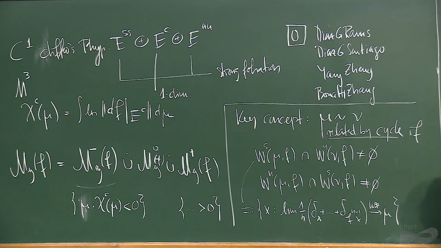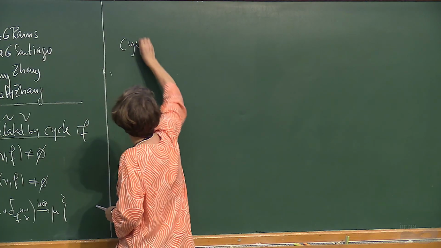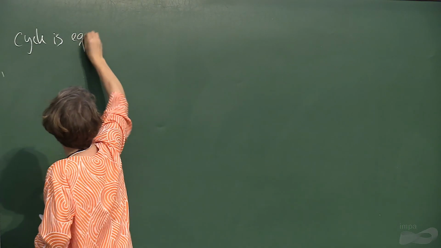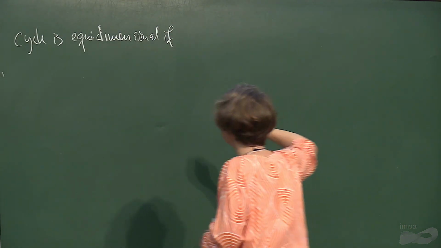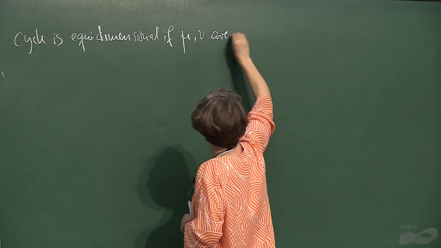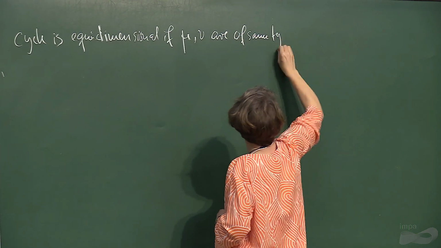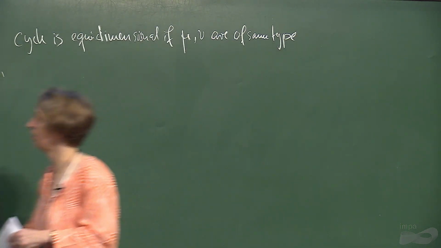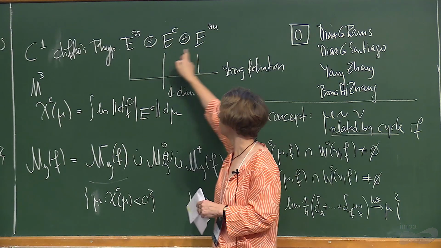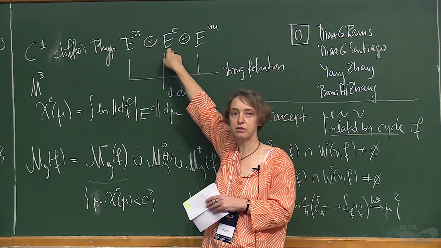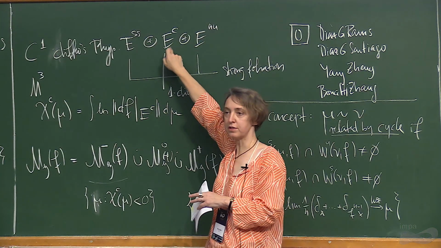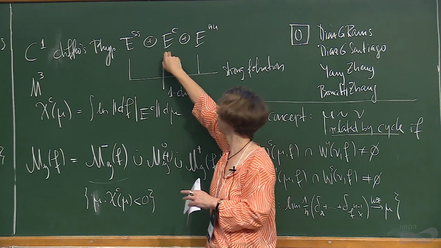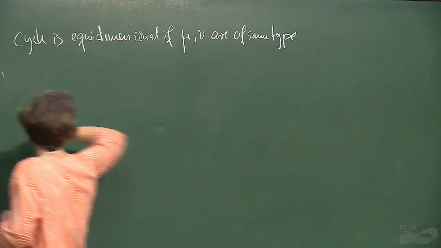Okay, so maybe one more word about these cycles. One says that the cycle is equidimensional if mu and nu are of the same type. I didn't define type. As I said already, in this partially hyperbolic setting, the center direction determines if a measure is hyperbolic of contracting type, non-hyperbolic, or of expanding type. So if they have the same nature relative to the center, being hyperbolic and of the same nature, then I would say that they are of the same type.